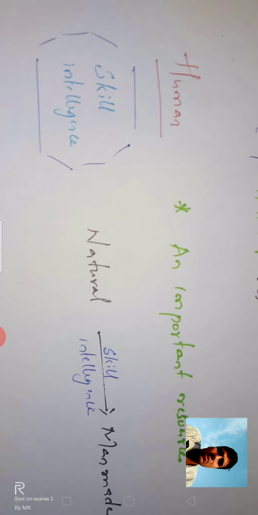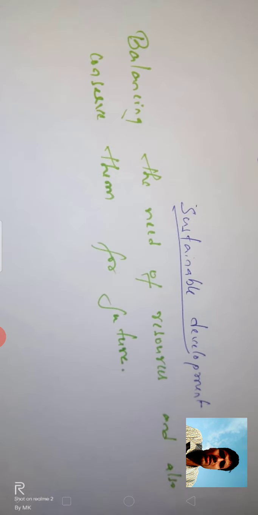Then coming to another important aspect of this topic, that is sustainable development. We say human resource is an important resource. But on the name of skill and intelligence, humans keep on exploiting all the natural things, utilizing them for their own wish. Now, sustainable development says balancing the need for resources and also conserving them for future use. We are not allowed to just keep on using these resources. We have to use them in a balanced manner and conserve them for future generations.